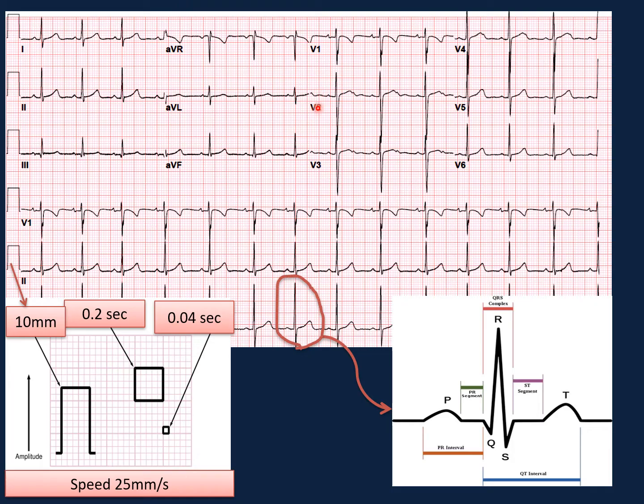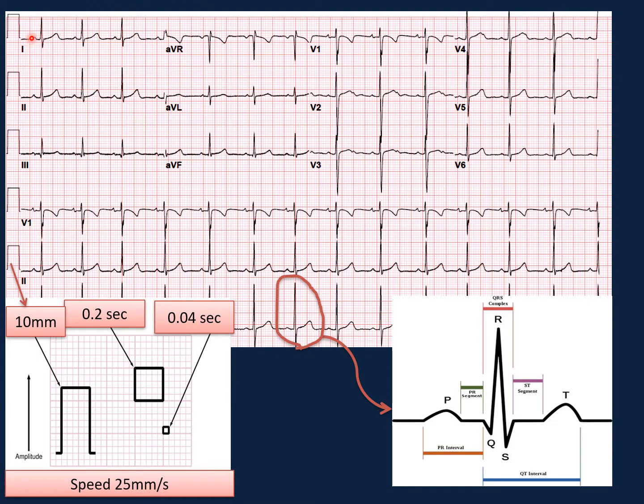V1 and V2 are a great window for the right ventricle. V5 and V6 are great windows for the left ventricle. Then when you look at the ECG, you start to analyze the waves, and we need to be familiar with the variation of waves in different leads, and also variation of waves according to the age.